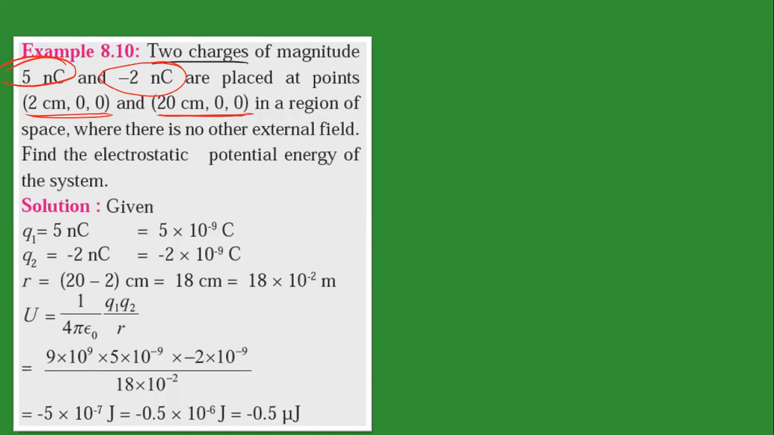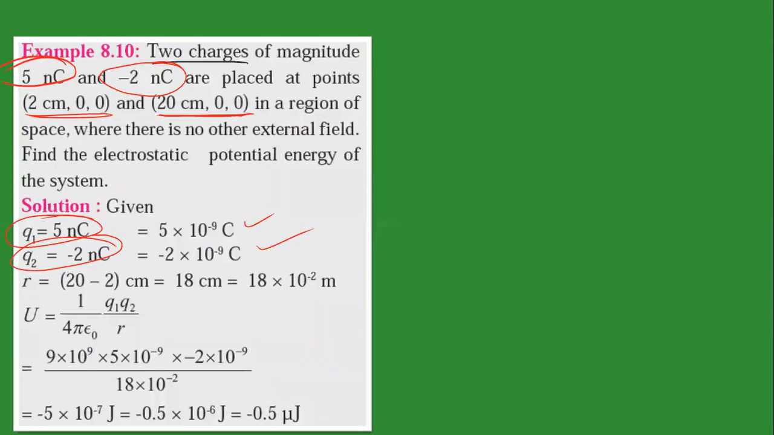So x, y, z coordinates are given. In a region of space where there is no other external field, find the electrostatic potential energy of the system. So the first charge Q1 is in nanocoulomb. Nano means 10 raised to minus 9, so we convert it into coulomb. Again, the second charge in nanocoulomb, we convert into coulomb by multiplying by 10 raised to minus 9.